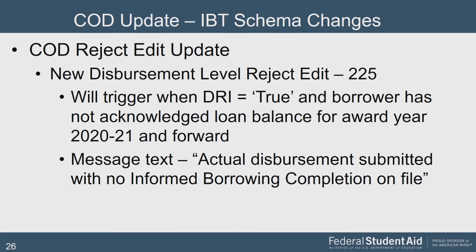So there is a new reject edit. The new reject edit is 225, and this is going to trigger when the Disbursement Release Indicator is true and the borrower has not acknowledged their loan balance for the award year 2020-2021. The message text is a little different than what's listed in the technical reference, but they both basically say the same thing: that the actual disbursement the institution submitted didn't have an informed borrowing completion on file, so the student would need to go and do IBT before you could actually release those funds.